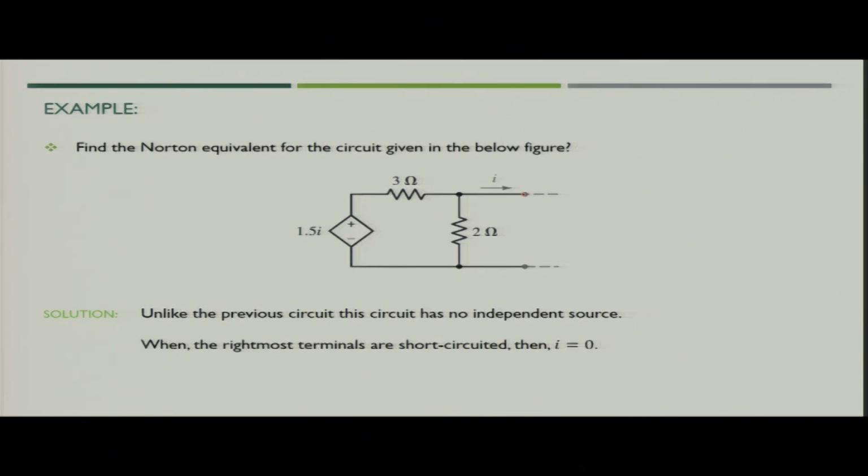In this case, we need to find out the Norton's equivalent, but the important thing which we see here is that this circuit does not have any independent voltage or current source. So, what will happen in that case?